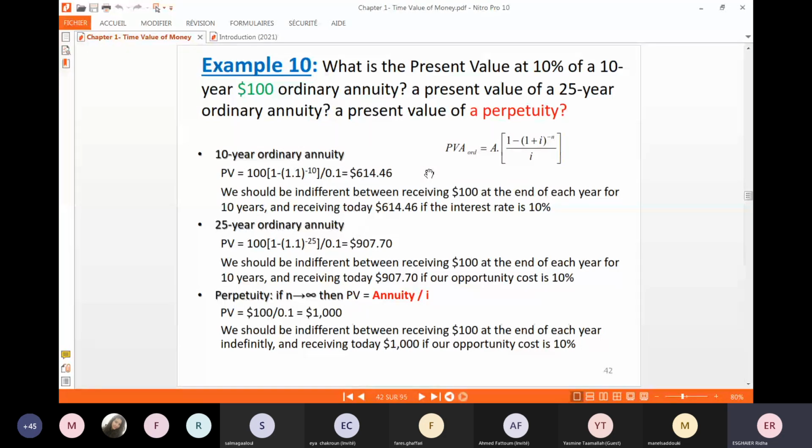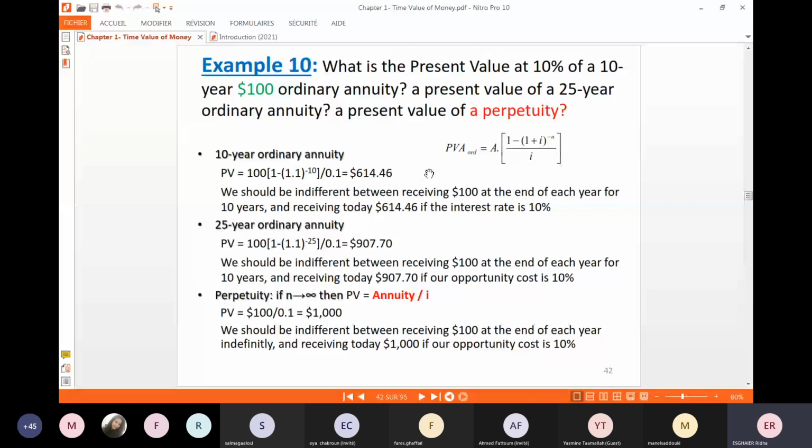It's not 1,000. It's not 10 times 100. That's false. When we apply the principle of time value of money, the present value of 10 future amounts of $100, if the interest rate is 10% constant until the date 10, can be replaced with a single amount of 614.46.